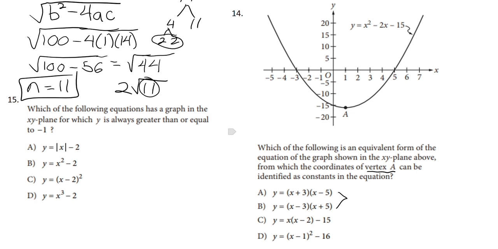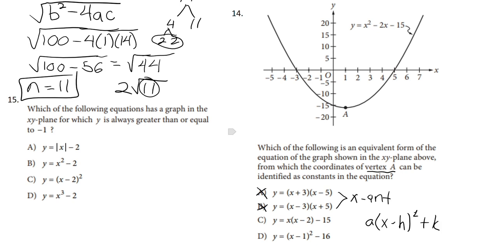So if we look at A and B, whenever we have two parentheses with x plus or x minus within each of them, these identify the x-intercepts, which is not the vertex. So it can't be A, it can't be B. C has x times x minus 2 minus 15. This is really close because vertex form gives us a times x minus h squared plus k.